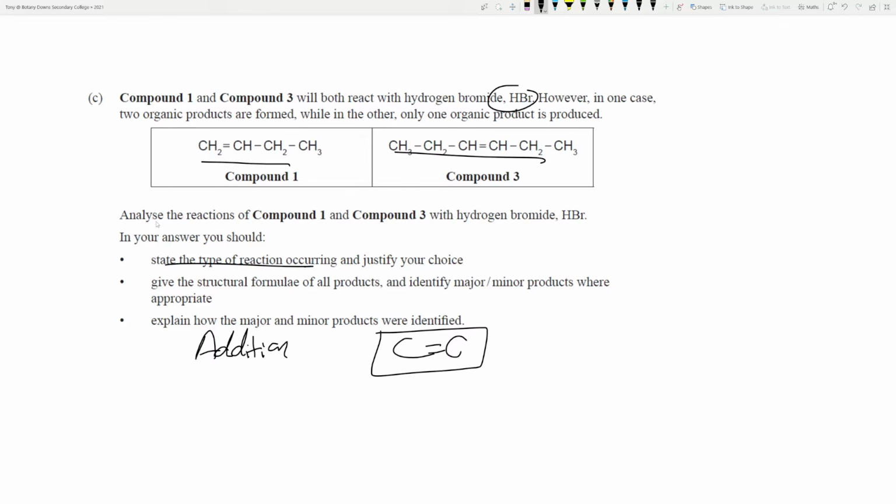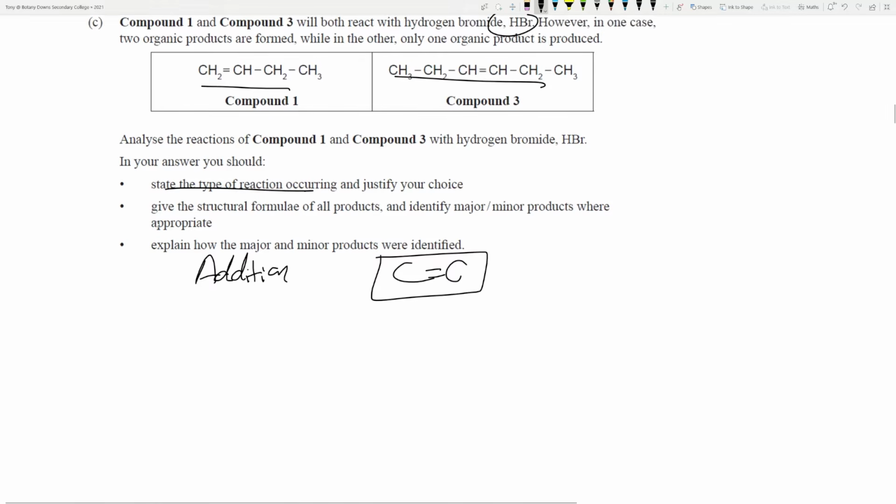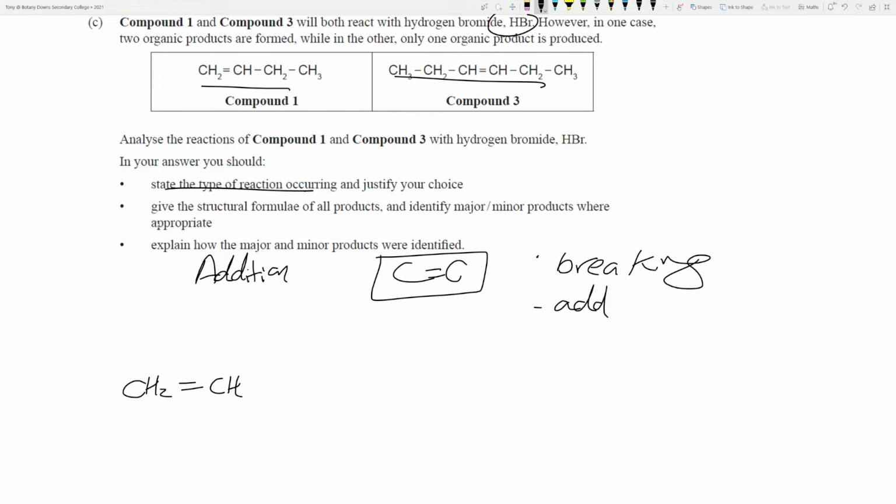Okay, so when this breaks, you're breaking the double bond, and then you add new atoms onto those two carbons that are no longer double bonded. And then for the first one, why are there two products? It's because if you think about this, if we break this double bond, let me get the rubber. Actually, let's not get the rubber. Let's do it this way. I just do it like this. Just break the double bond and copy everything else.